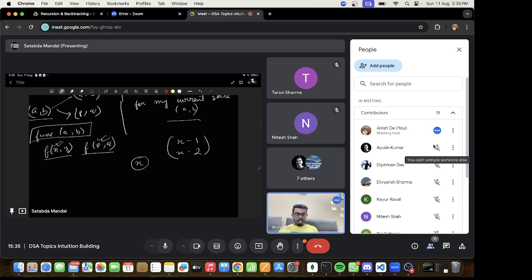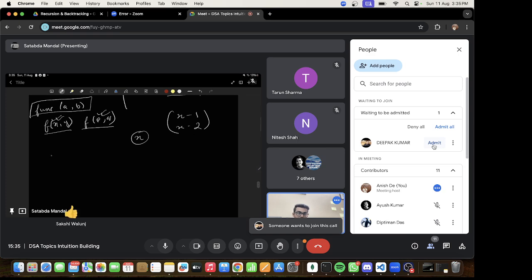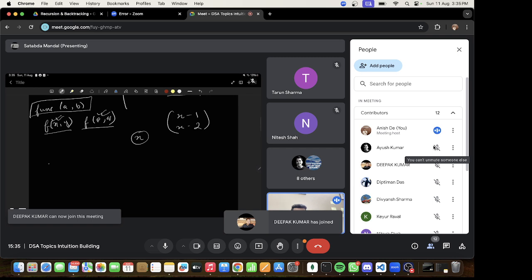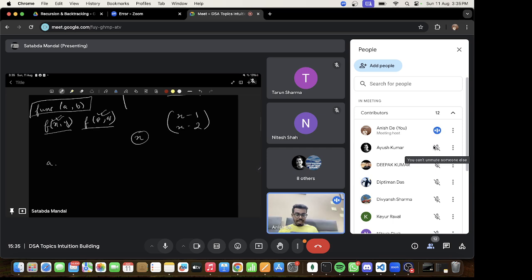Okay. In knapsack, what we do is this: if we know the value of a minus 1, b minus weight, and if we know the value of a minus 1 and b, we will be able to calculate the value of a and b. Okay, so always think like this: the answer of which states should I have, so that I can calculate the answer of my current state.